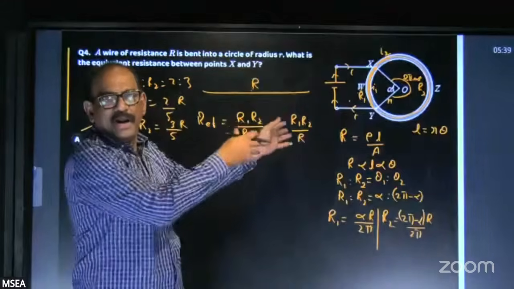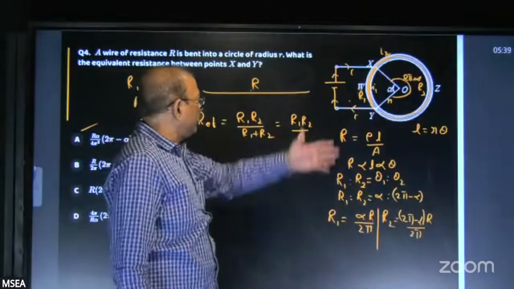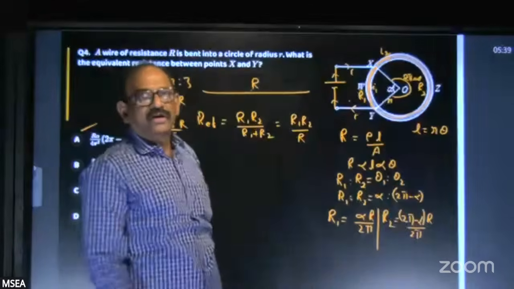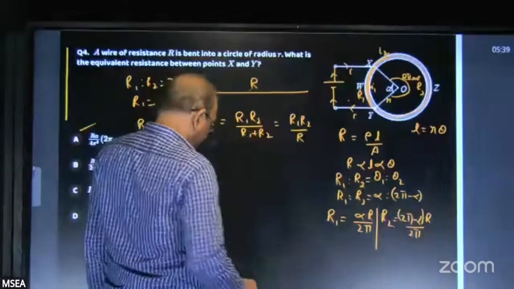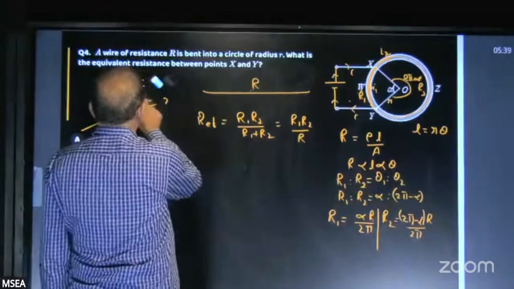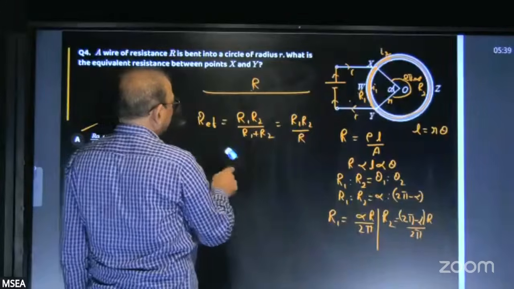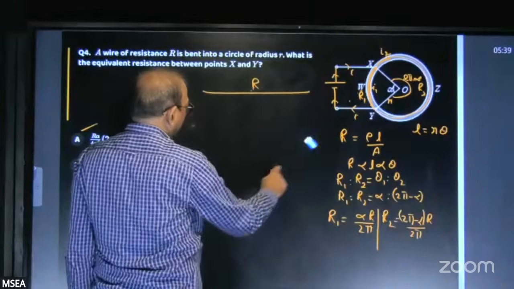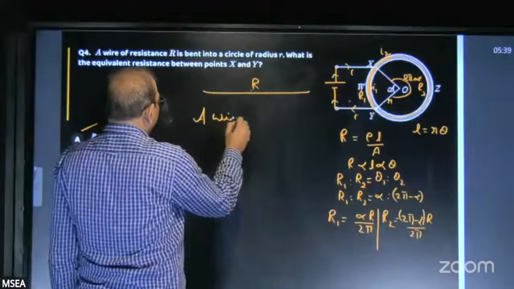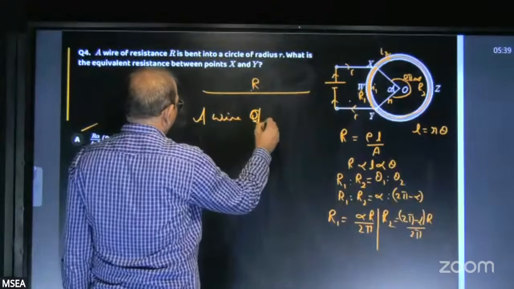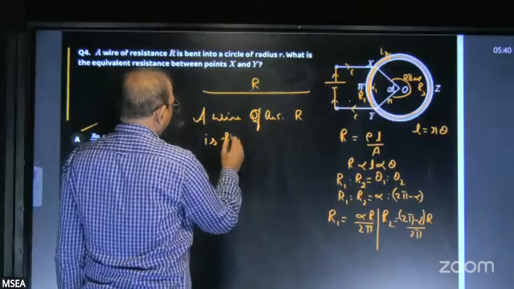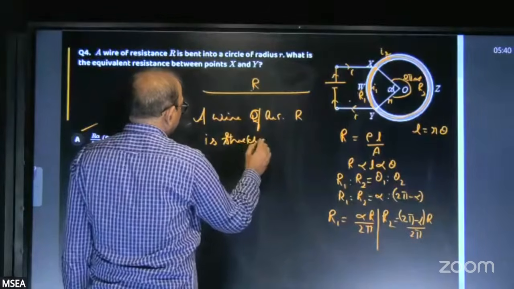Now I want to discuss some more points here. We are discussing resistance now, a wire bent into the form of a circle. They can ask you some more things here: stretching the wire. A wire of resistance R is stretched.